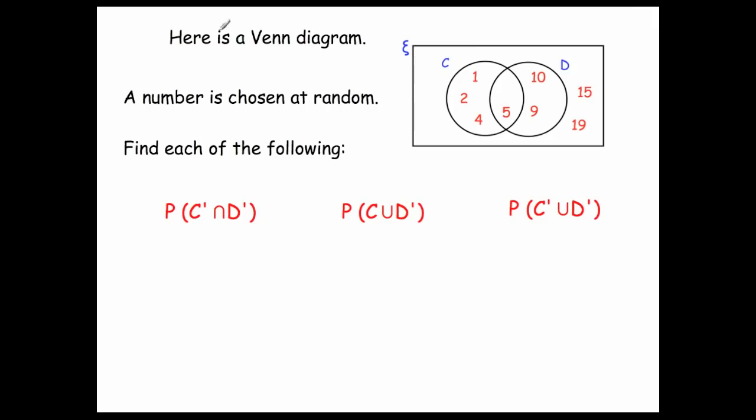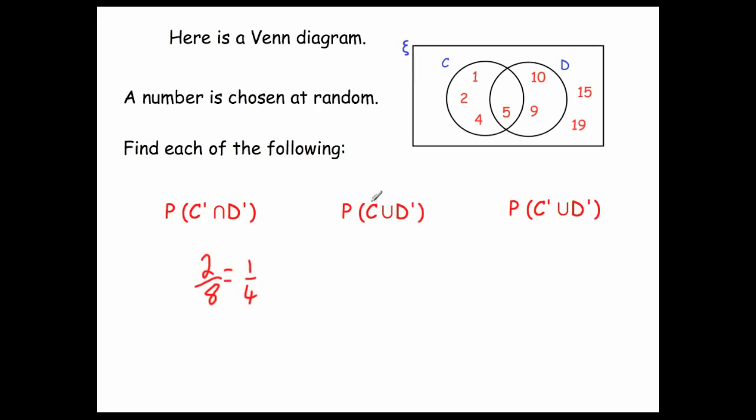Right, so our second last example, here's a Venn diagram and a number is chosen at random from the numbers in the Venn diagram. Find the probability for each of the following. So the first one, what's the probability of the complement of C intersect the complement of D? In other words, what's the probability of not C and not D? Well, there's 1, 2, 3, 4, 5, 6, 7, 8 numbers in this Venn diagram, so it's going to be 8 in the denominator, and not C and not D, well, that's going to be the 2 numbers on the outside, so that's going to be 2/8 or 1/4.